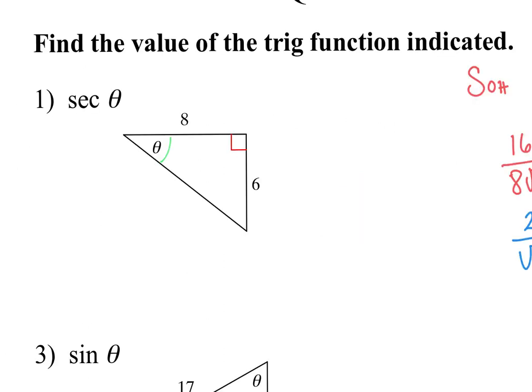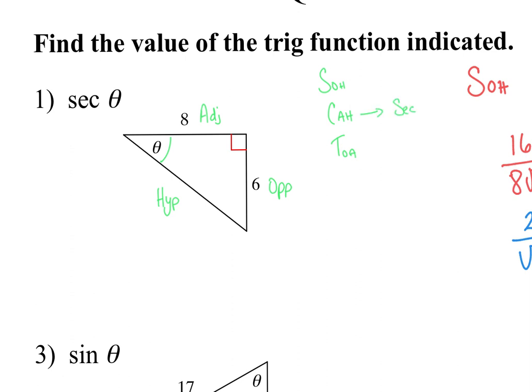So I have hypotenuse, that's always going to stay the same. If I look at this angle and go across the triangle, the 6 is my opposite, the 8 is my adjacent. All right, and they're asking for secant. So if I write out my SOHCAHTOA, then opposite of which one of these, the sine, cosine, or the tangent, is my secant?